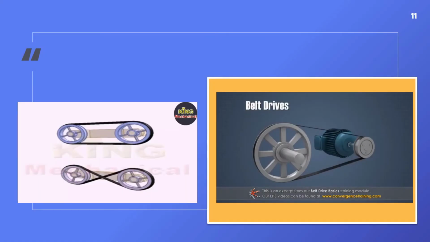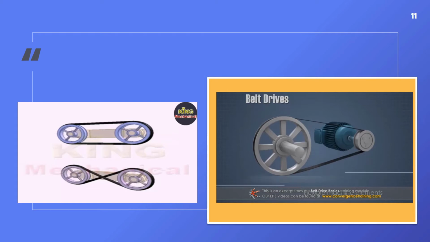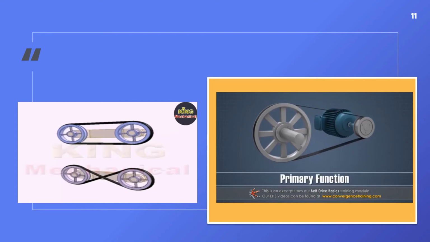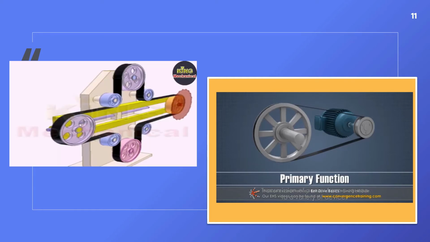Belt drives are known as flexible machine elements. This type of element has the advantage of being able to absorb significant amounts of shock and vibration. The primary function of all belt drives is the transmission of power from a source, such as an engine or electric motor, to a variety of devices.